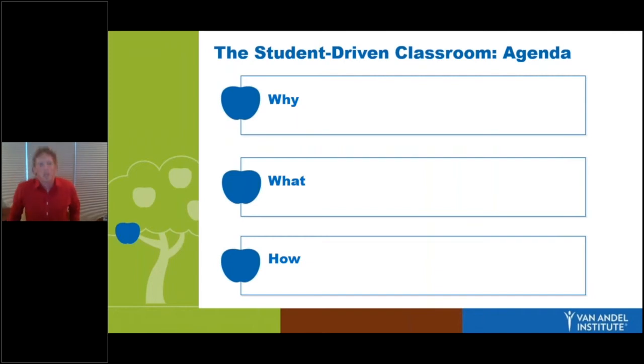Before the rubber hits the road here, let's figure out what that path is going to look like. We're going to start off talking about why student-driven classrooms are such a big deal. Then we're going to explore what it looks like when we have a student-driven classroom. And last, in that how section, we're going to talk about the nitty-gritty specifics, the nuts and bolts, the strategies that you can use to make it happen in your classroom.